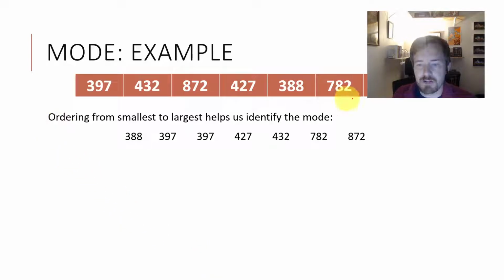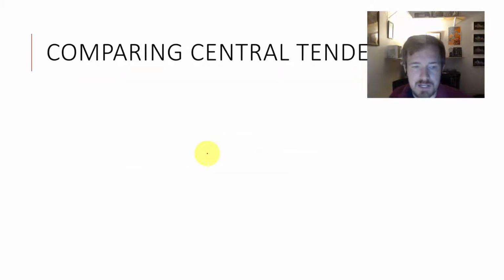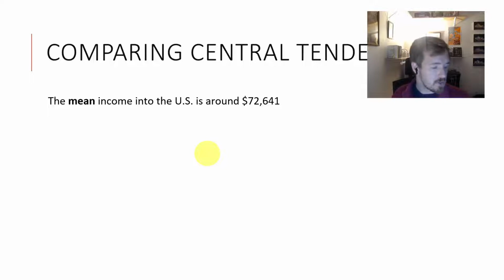So using our friendly example, we're going to look at ordering it from smallest to largest. I like to do that, just so that it groups the numbers together. And so if I do it this way, then I can see that 397 occurs twice, therefore it is our mode. So I mentioned at the beginning of this chapter that there are some times we want to use one central tendency but not the others. So here's where that will come into play.